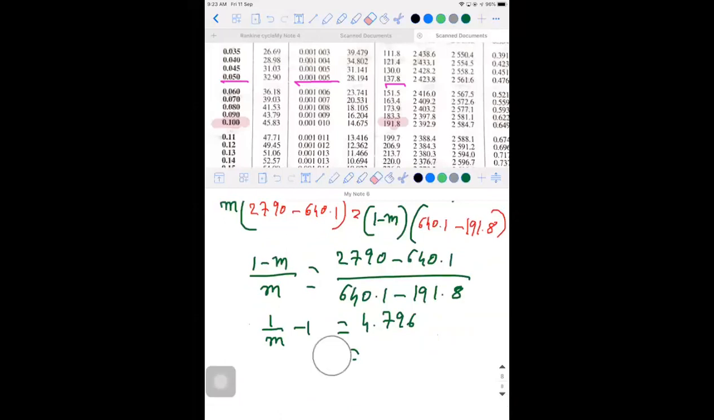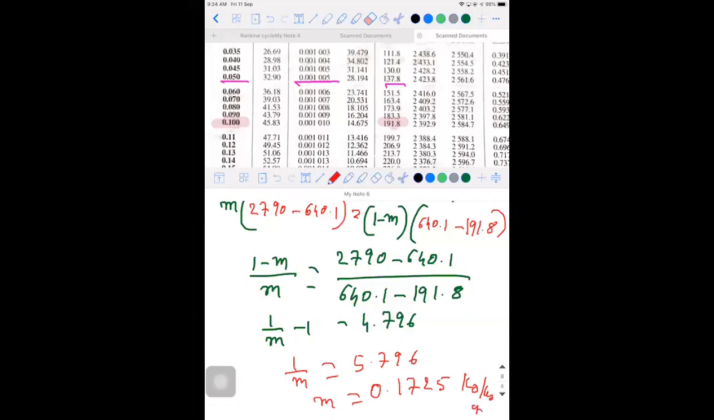Now please tell me what the m value is. Otherwise, if I want to make too many steps, 1 by m is equal to 5.796. Then m is equal to 0.1725. Nice. So many kg per kg of steam. People are responding.